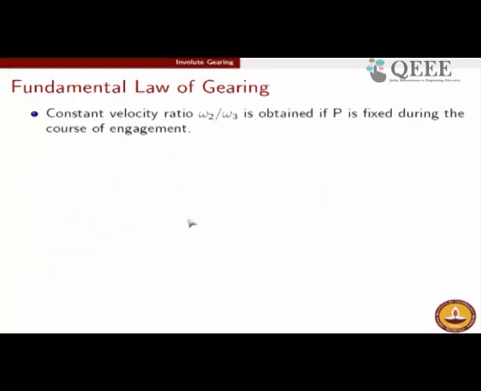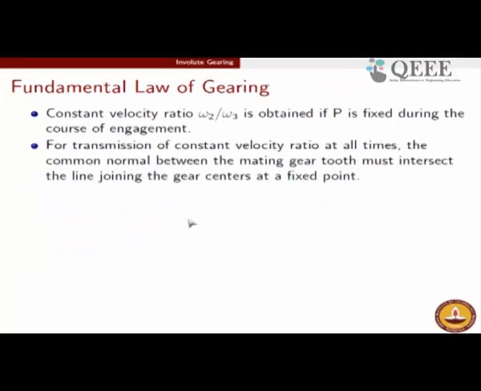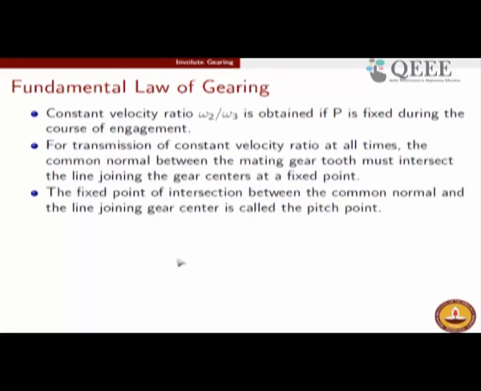So, you do not want that to happen, and because of that reason, we are demanding that the condition of the fundamental law of gearing be satisfied. The fixed point of intersection between the common normal and the line joining the gear centers is called the pitch point. So, that point P, which we referenced in the previous slide, is called the pitch point.